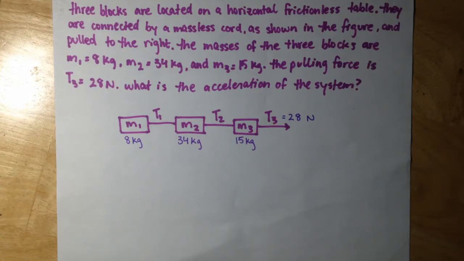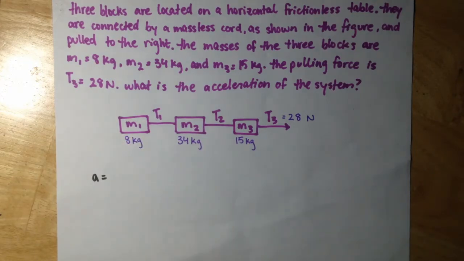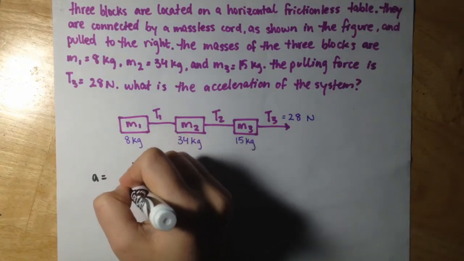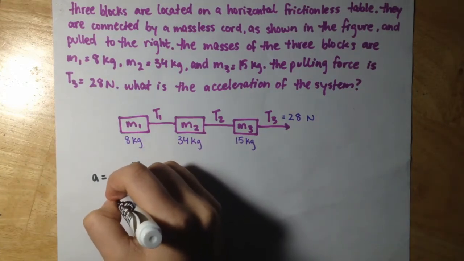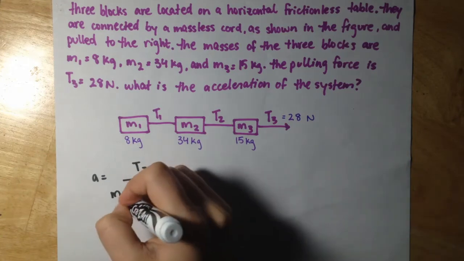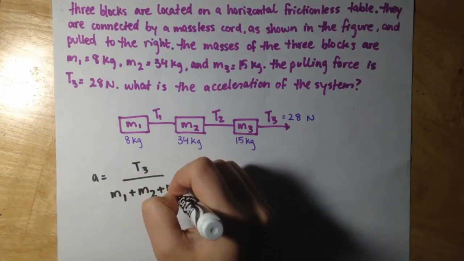To find the acceleration in a system like this, we can use an equation, which is acceleration is equal to T3, so the tension in the third rope, divided by the sum of all three masses that it is pulling, so M1 plus M2 plus M3.